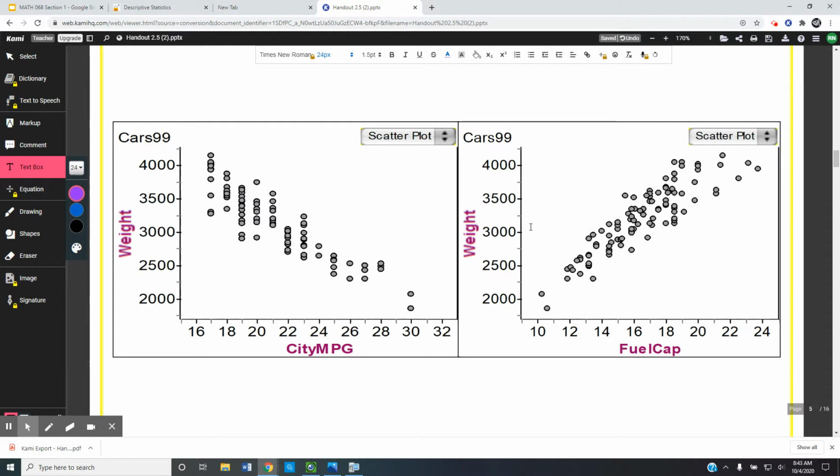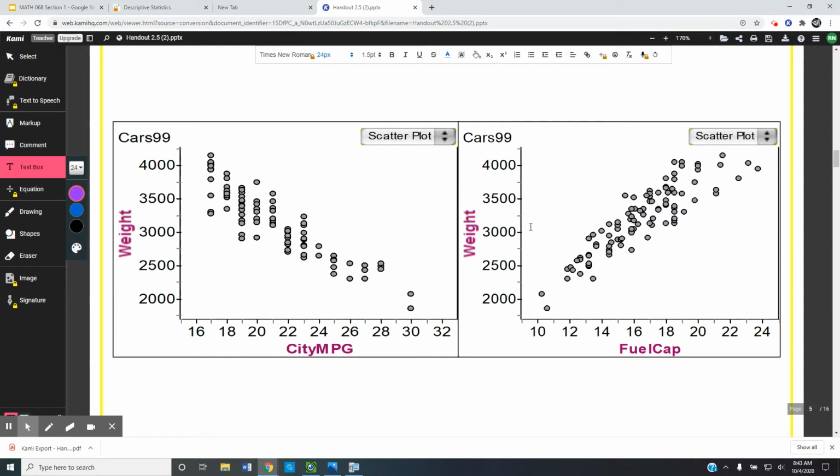And here's a couple of graphs. And notice that in these graphs, one is between weight and city miles per gallon, and one is between weight and fuel capacity. So let's look at the left one first. As city miles per gallon increase, the weight comes down. So that would be accurate. You're getting better miles per gallon. You must not be driving a vehicle that weighs as much because of mass, force, inertia, all those items.